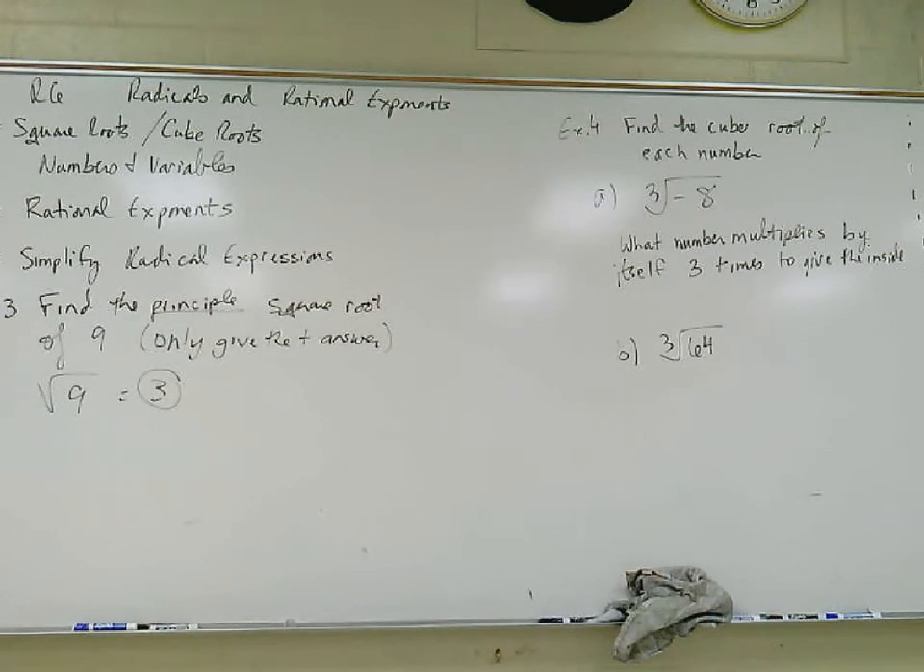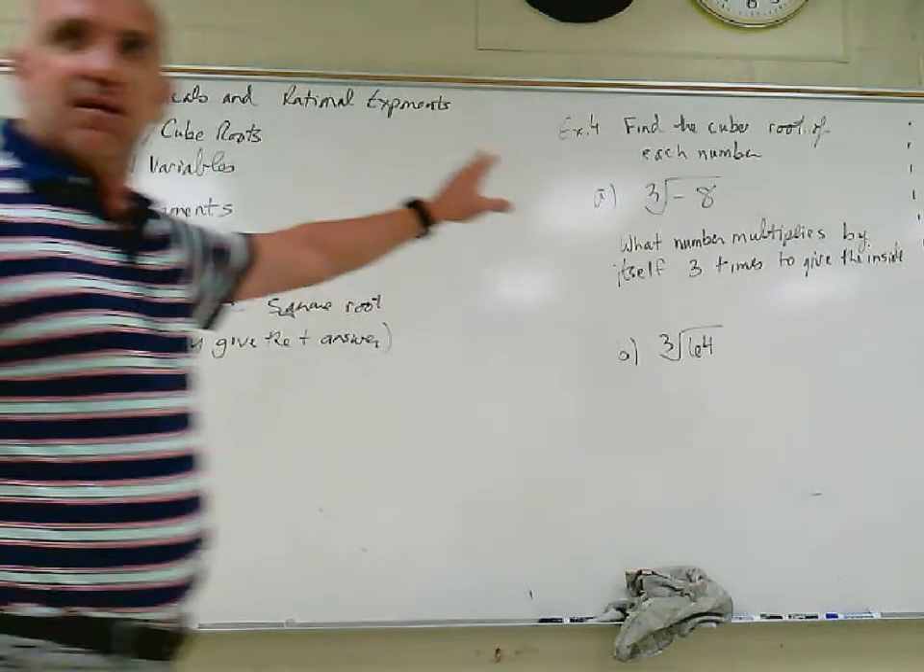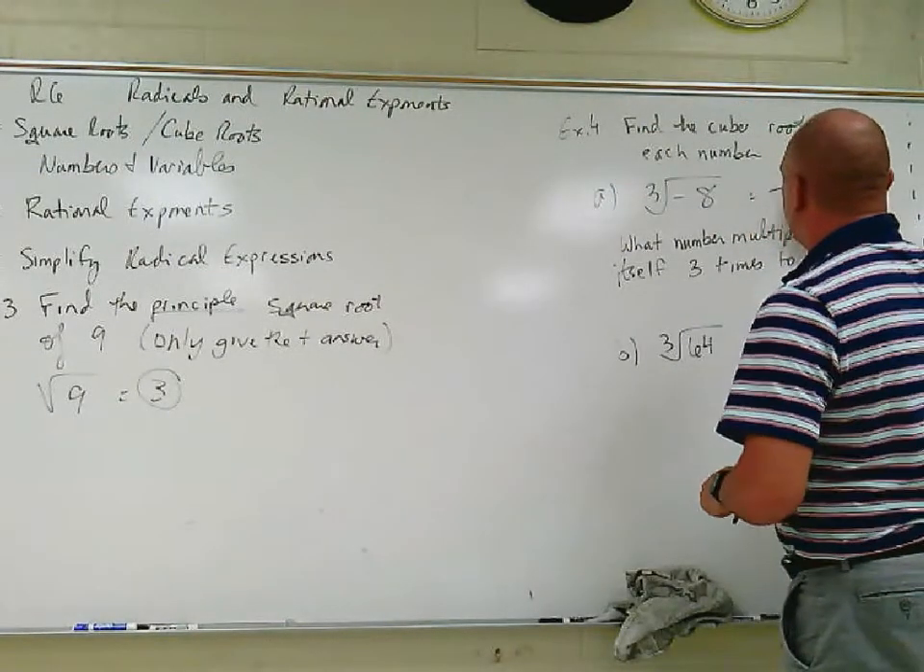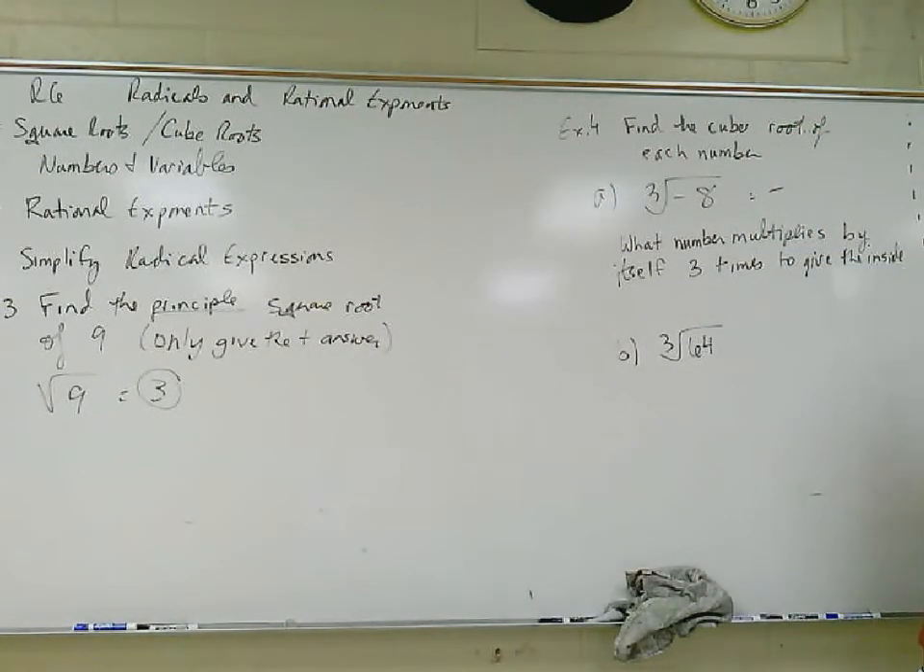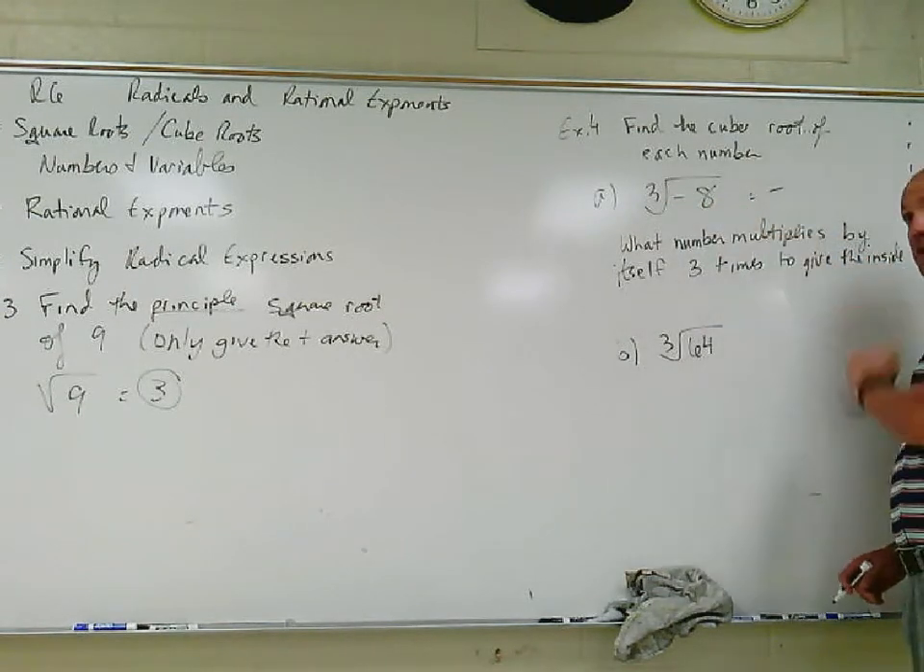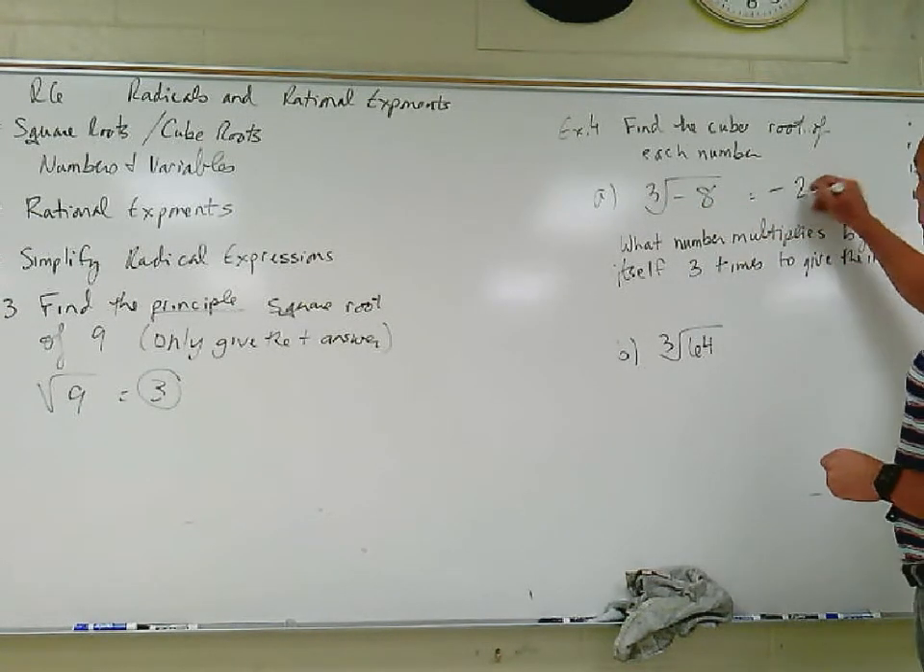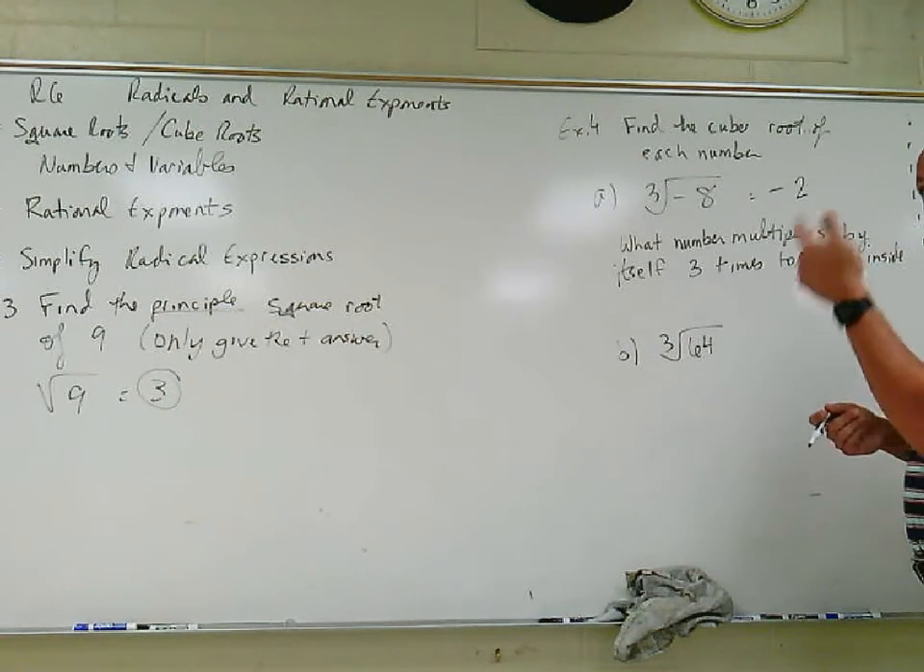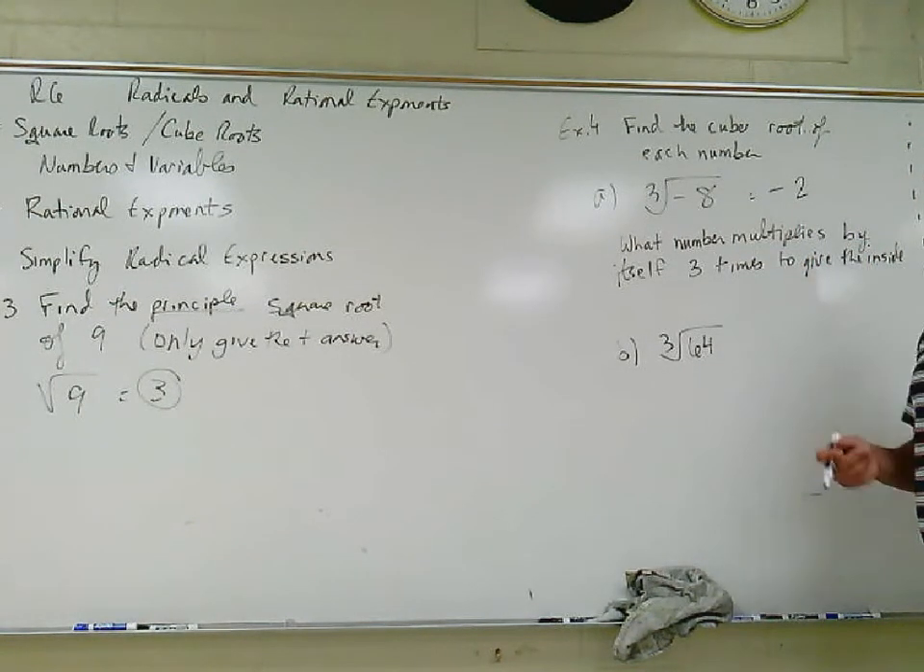-2. That's exactly right. So if the inside is negative, your answer has to be negative. Does that make sense? Because you got to do a negative times a negative times a negative to get a negative. So it's okay to do the cube root of a negative, and the answer is -2. Why? Because if we do -2 times -2 times -2, we get -8.